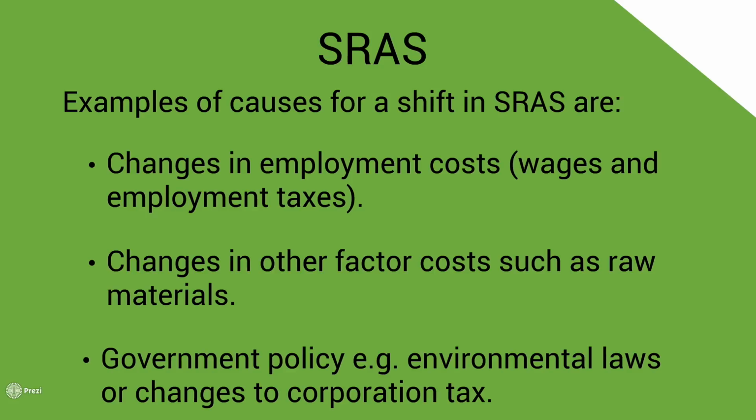Governments can also change corporation tax levels. An increase in corporation tax reduces the incentive for firms to produce goods and services, resulting in an inward shift of short-run aggregate supply. A reduction in income tax would have the opposite effect. It would increase the incentive for firms to produce goods and services, and this would cause the SRAS curve to shift outwards. So now let's move on to the long-run aggregate supply curve.